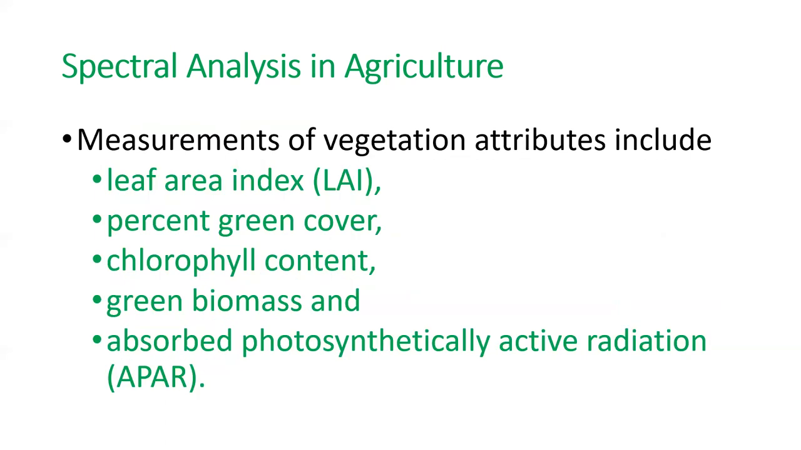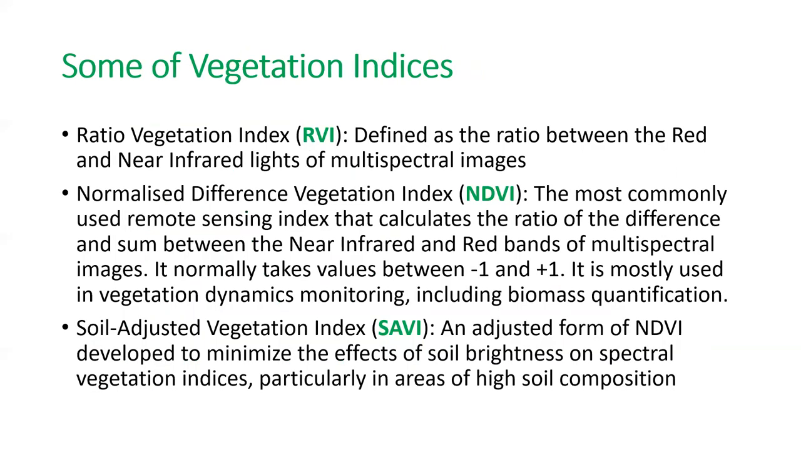Some of the very common attributes that we use are leaf area index and percent green cover. We might also need to determine chlorophyll content. We might want to do green biomass, which is quite important, or measure absorbed photosynthetically active radiation, APAR. Another important thing I want to discuss is a few of these vegetation indices. We'll discuss a few because there are a lot of them.